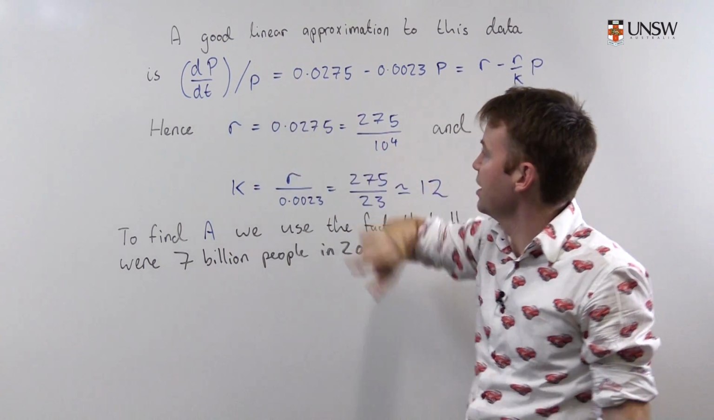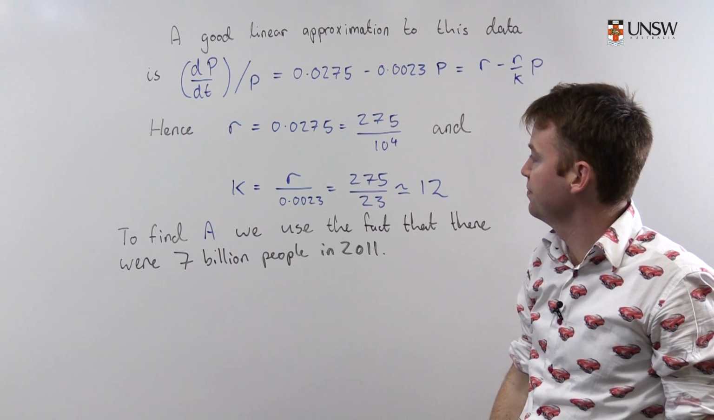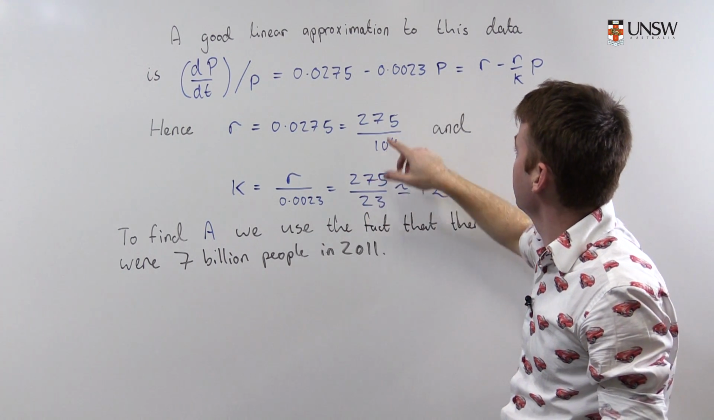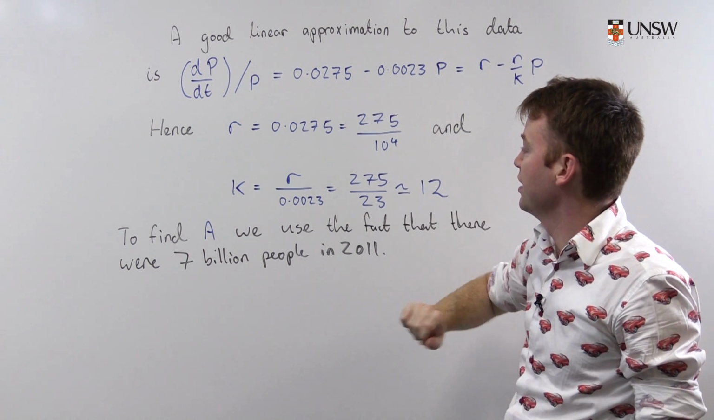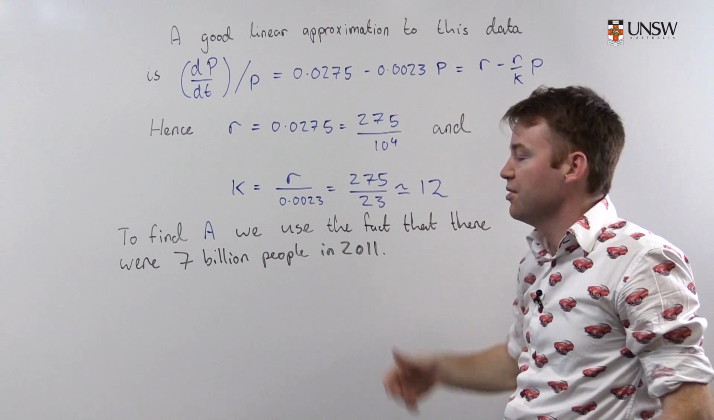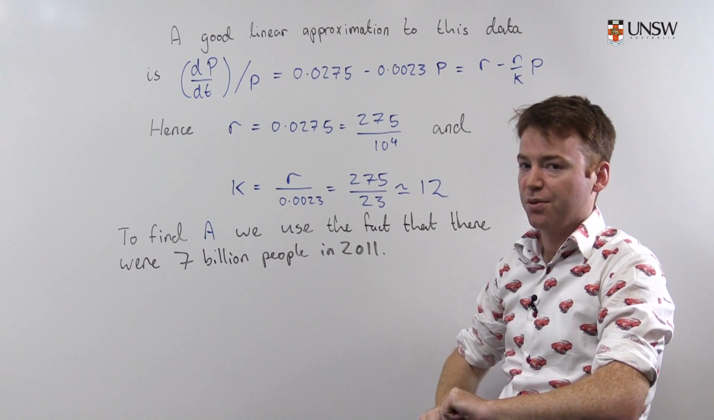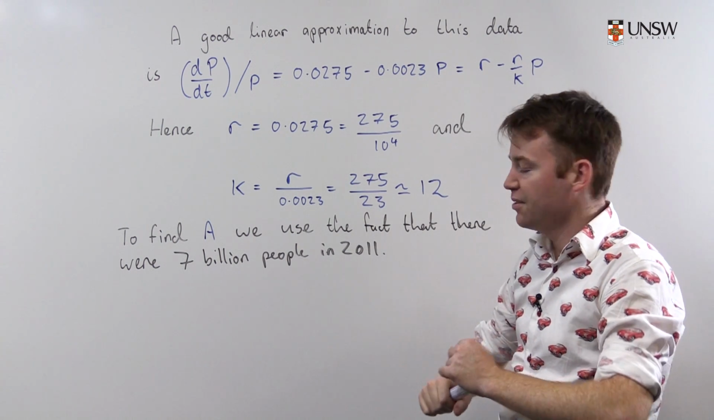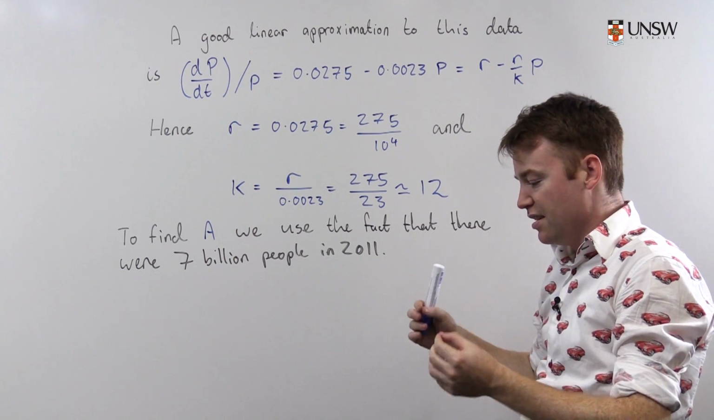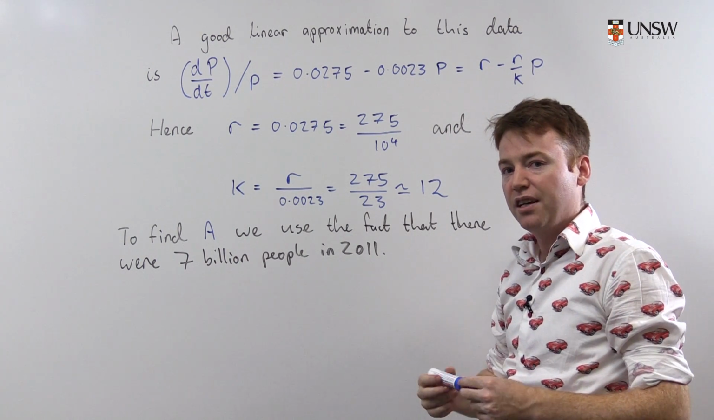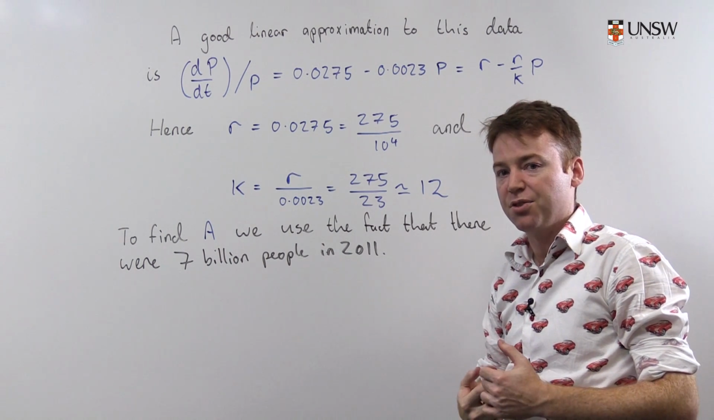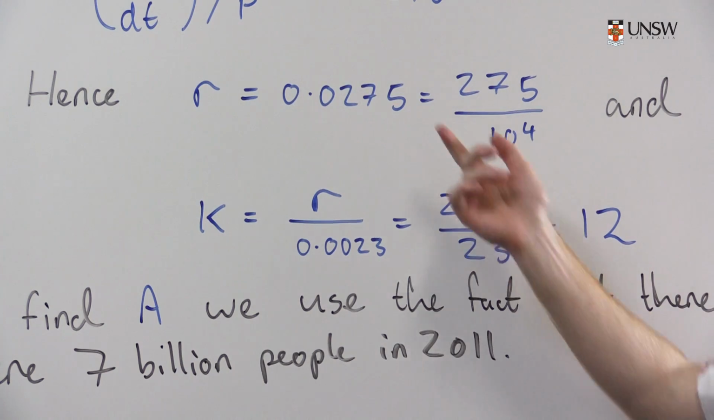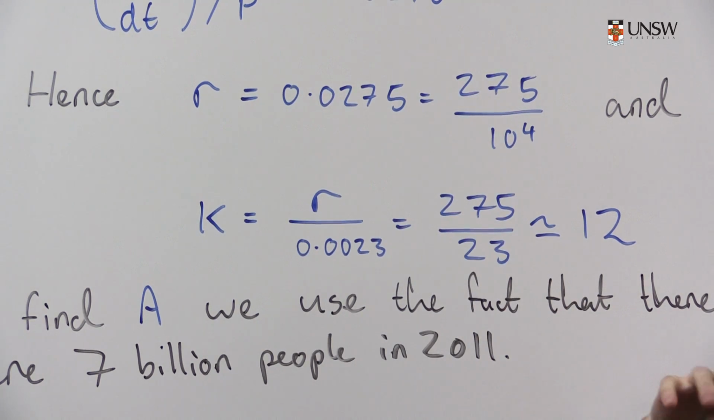r we just read off as being this constant parameter here, and K, well, negative r on K is equal to this quantity, and we already know r, so we can determine that K is pretty close to 12. That tells us a lot. It tells us that the carrying capacity of the Earth is about 12 billion people, which reinforces what we estimated in our previous module. These parameters r and K tell us a lot about the shape of the curve.